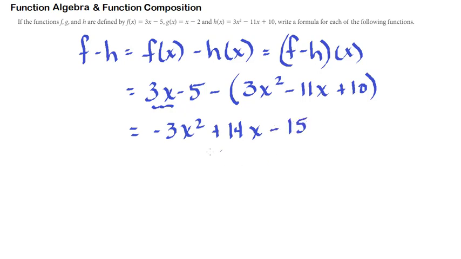So you can see where it'd be really easy not to distribute this minus, and then you get one of these wrong, and of course XYZ will count you entirely wrong. So be careful about that. Make sure that you distributed your minuses.